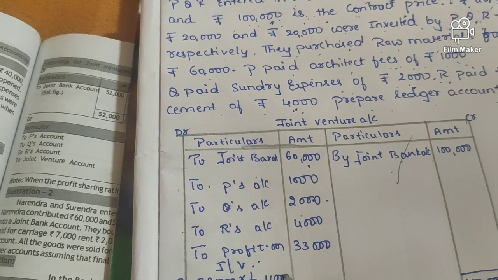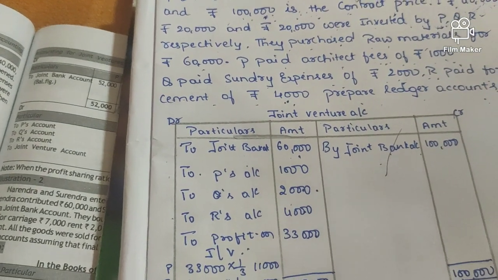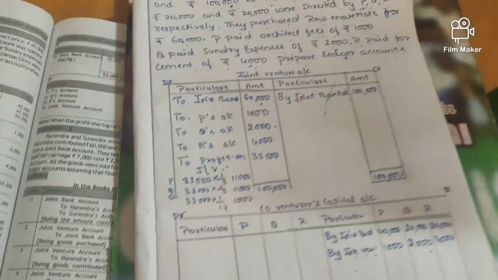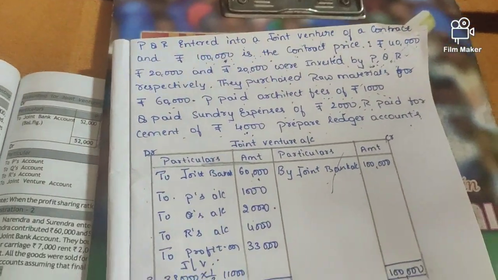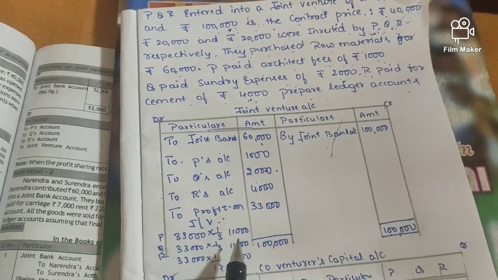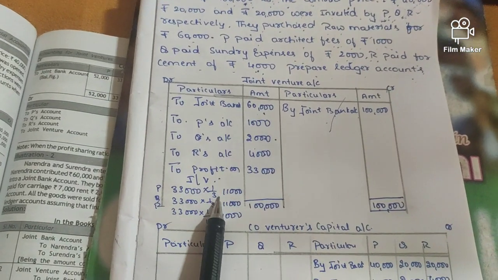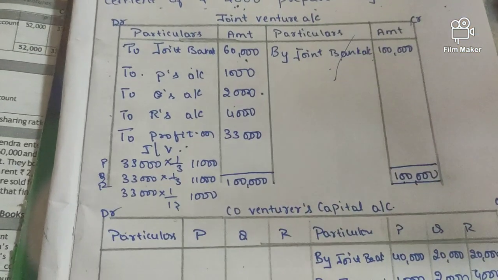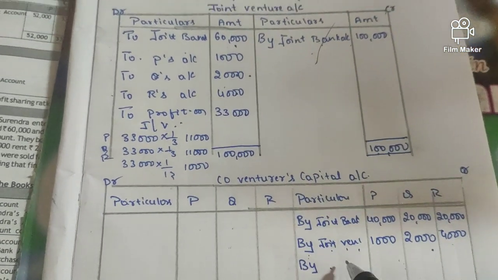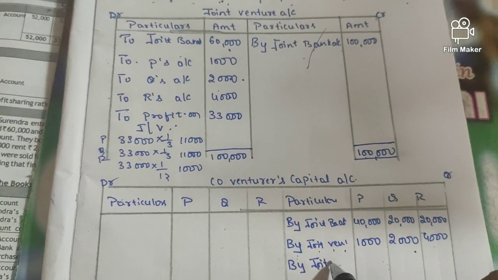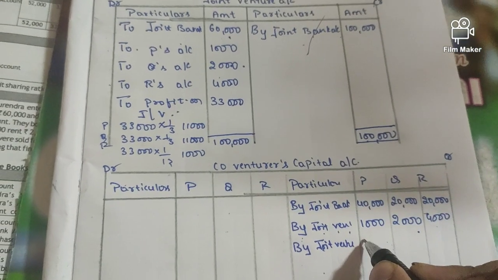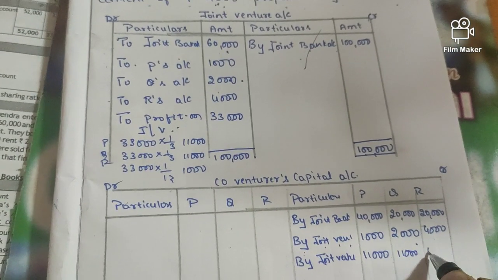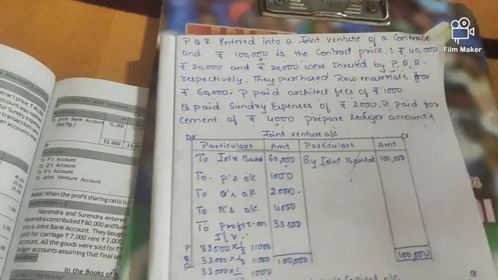That is each co-venturer. We call them co-venturers in a joint venture. So this amount will be shared in the co-venturers capital account. Why? Because when we are sharing the profit, the journal entry will be joint venture account debit to co-venturers capital account credit. So here the opposite entry will be by joint venture account. What is the profit? P 11,000, Q 11,000 and R 11,000. Got it? How to do?